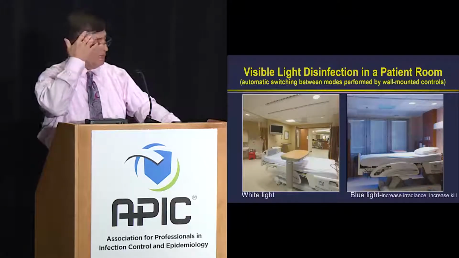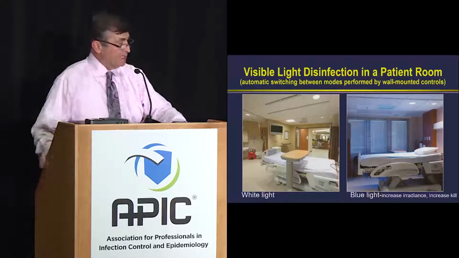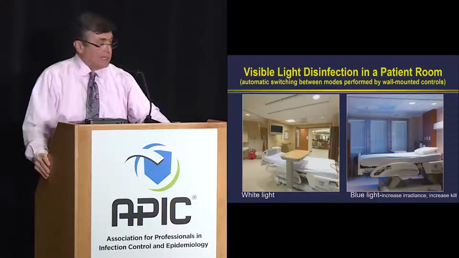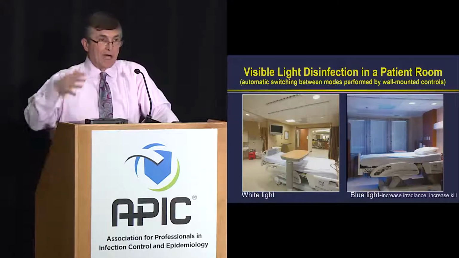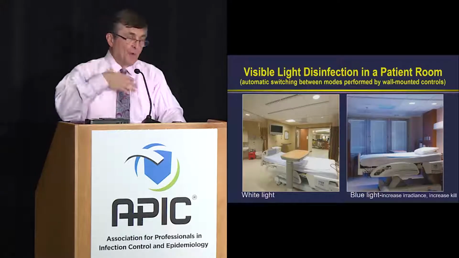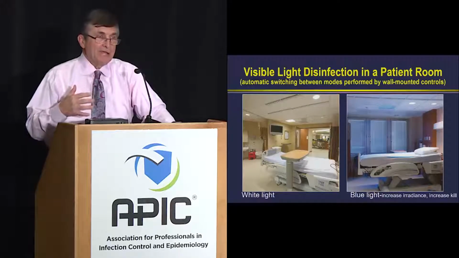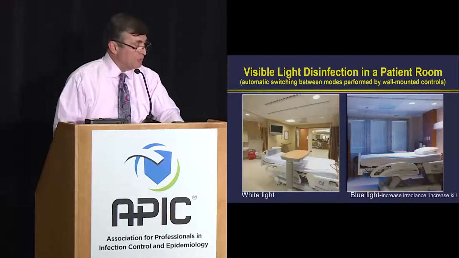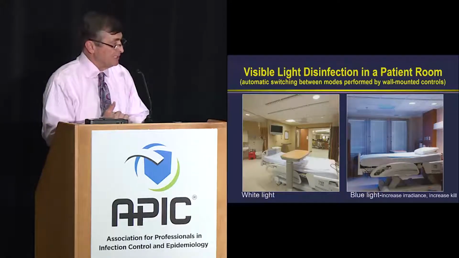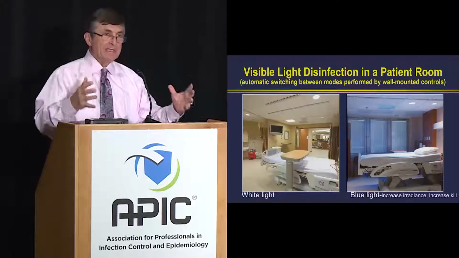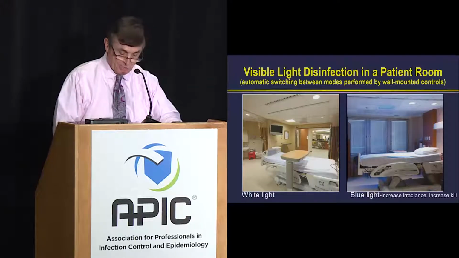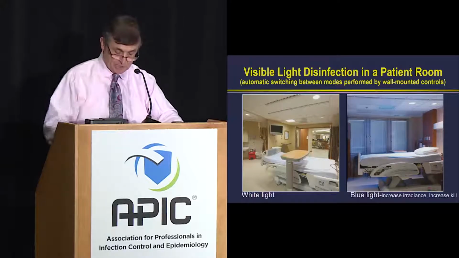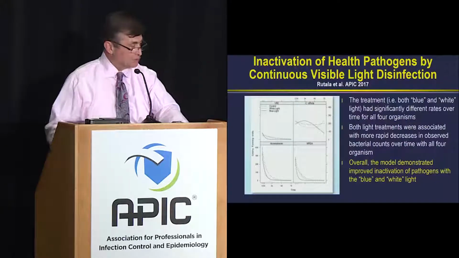Let's first talk about visible light disinfection in the patient room. Essentially, we have a white light and a blue light. You can see the blue light is obviously distinguishable from the white light. When you have blue light, you have increased irradiance and you have increased kill. We've had an opportunity to evaluate these white lights, blue lights, and this wavelength of visible light that kills microorganisms. The way this works is it has an automatic switching mode that allows you to convert the mode by a wall-mounted control.